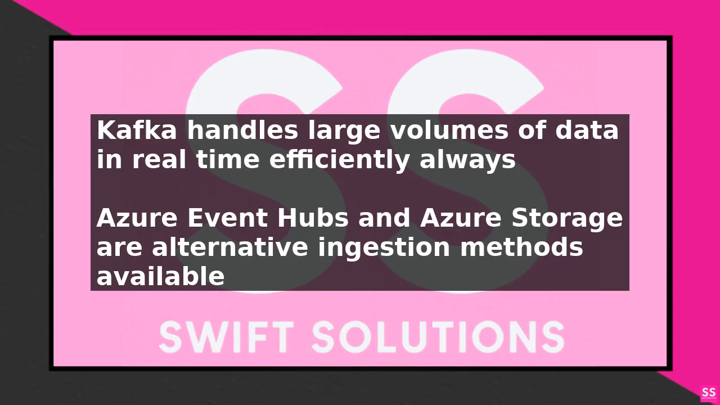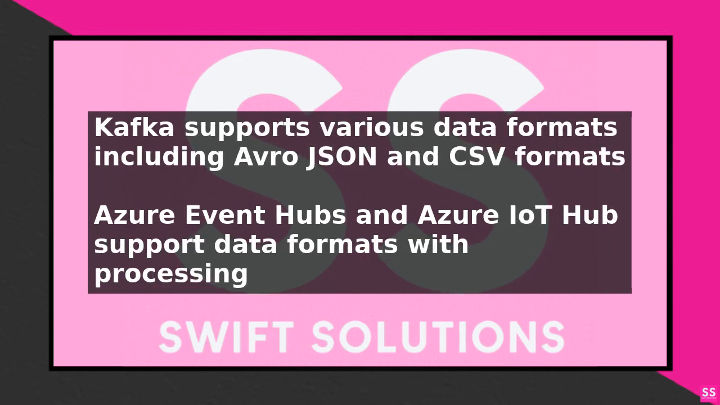On the other hand, if you are working with smaller datasets, Azure Event Hubs or Azure Storage might be more suitable. In terms of data variety, Kafka supports a wide range of data formats, including Avro, JSON, and CSV. Azure Event Hubs and Azure IoT Hub also support various data formats, but might require additional processing steps.